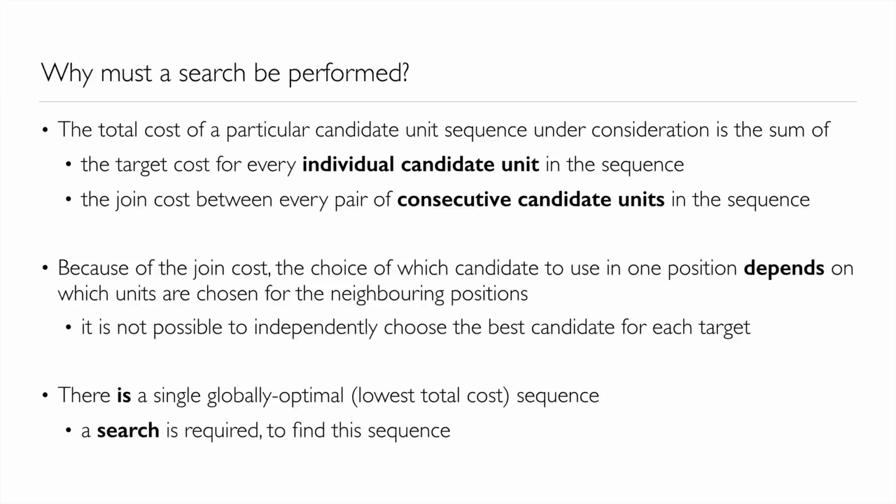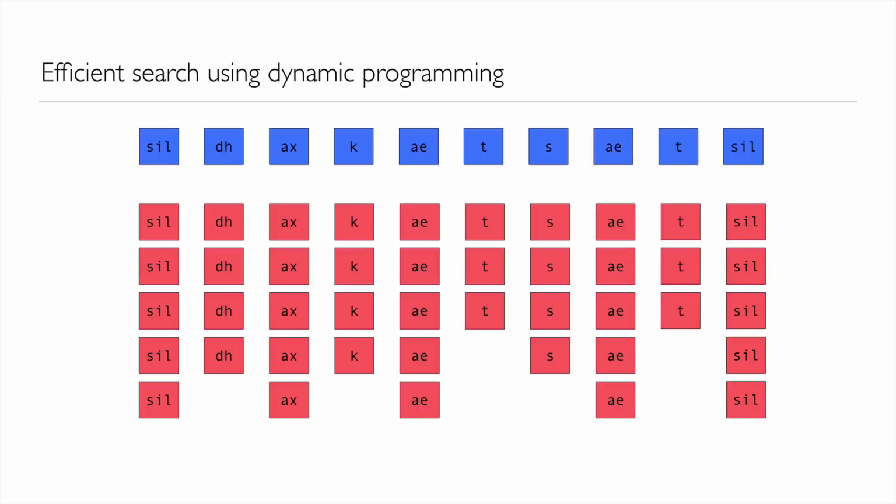Now, of course, there is one of the sequences that has the lowest total cost. It's lower than all others. And the search is going to be required to find that sequence. And now we're going to understand why it was so important that all of those costs, the target cost and the join cost, could be computed entirely locally. And therefore we can do dynamic programming.